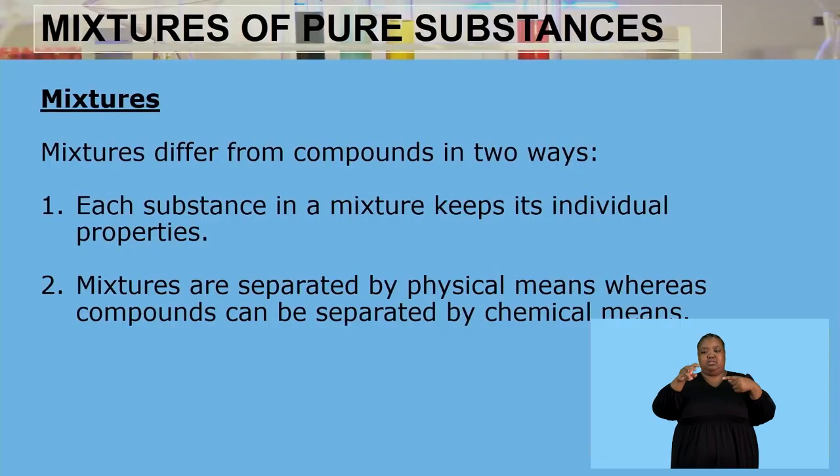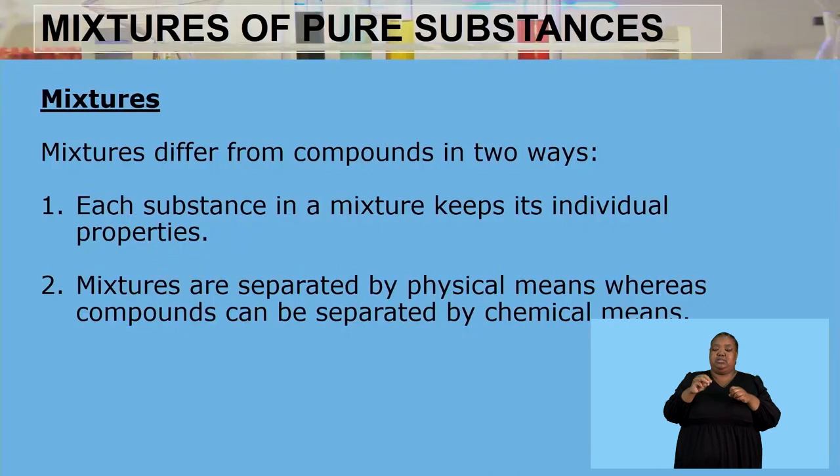Right. Mixtures differ from compounds in two ways. So compounds and mixtures, they are different. So how are they different? Number one, each substance in a mixture keeps its individual property, meaning that if a liquid is part of a mixture, it will still be a liquid. However, in a compound, we know that we have two substances that are chemically bonded together to form something totally different. So the properties of the compound and the properties of the elements making the compound are different.